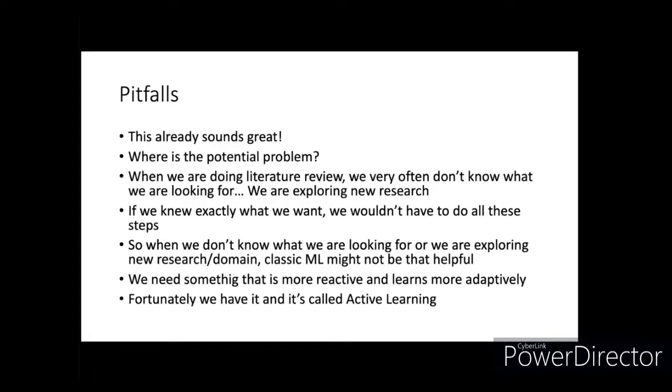The potential problem is that when we are doing a literature review, we very often don't know what we are looking for because we are exploring new research. If we knew exactly what we want, we wouldn't have to do all these steps that we will be doing today. When we are exploring a research domain, classic machine learning might not be that helpful because it might tell us what we liked in the past, but we need something more reactive that learns more adaptively. Fortunately, there is a subdomain of machine learning called active learning, and that's going to do everything we want.